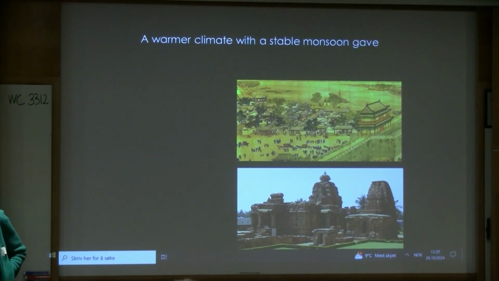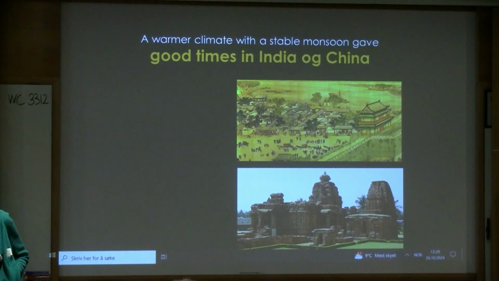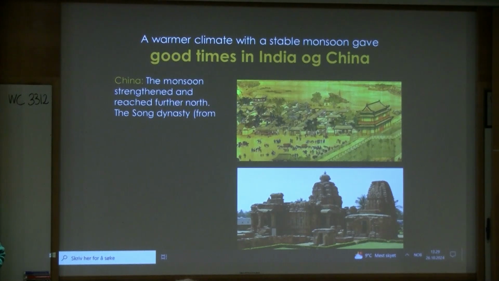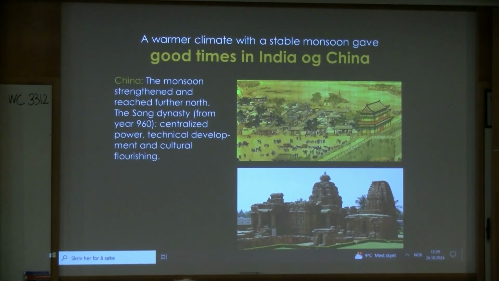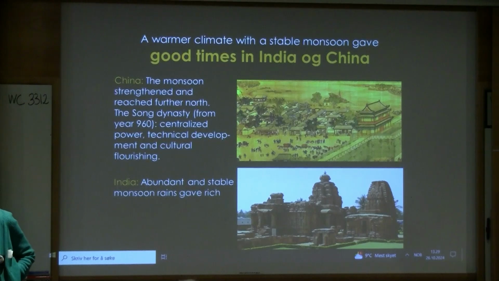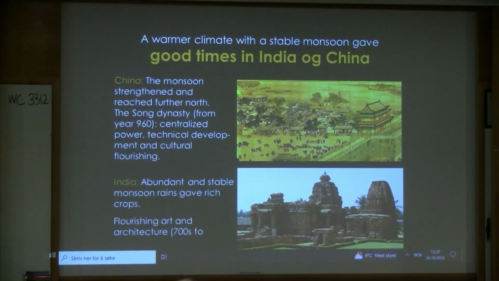Also in the east, a warmer climate gave good times, a stable monsoon and good temperatures. The monsoon in China strengthened and also reached further north. That led to a more centralized power, technical development and cultural flourishment in China. Also in India there was a stable and abundant monsoon which gave rich crops, flourishing art and architecture.